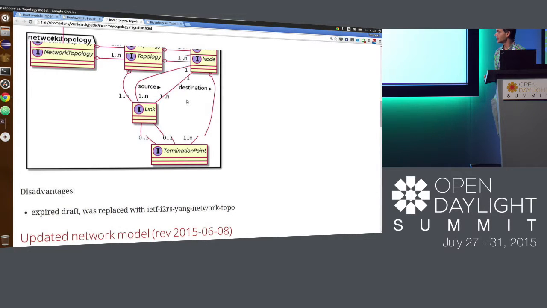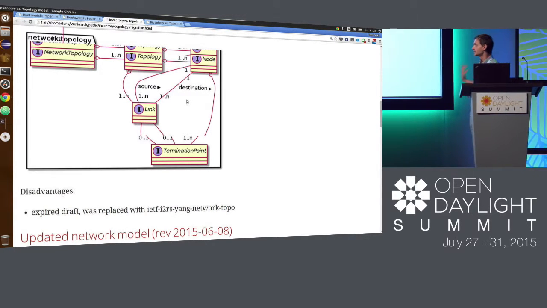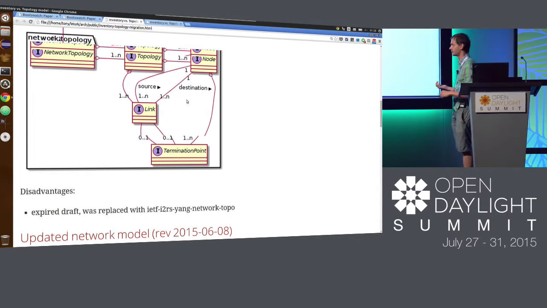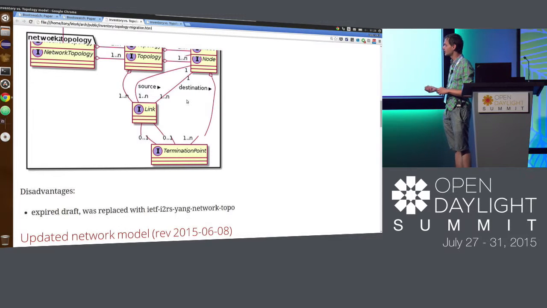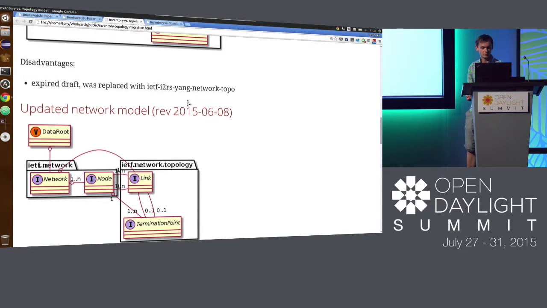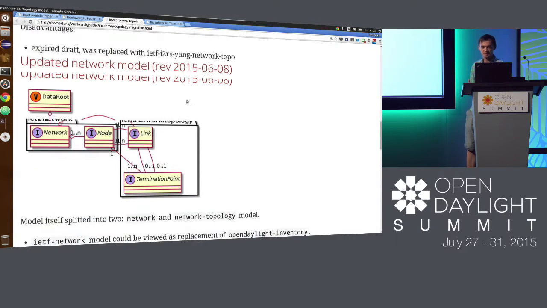but it also has disadvantages. Currently, the draft which was in the IETF is already expired and was replaced by the IETF I2RS Yang Network Topology draft, which is an evolution of this model, which is split into 2 different models currently.